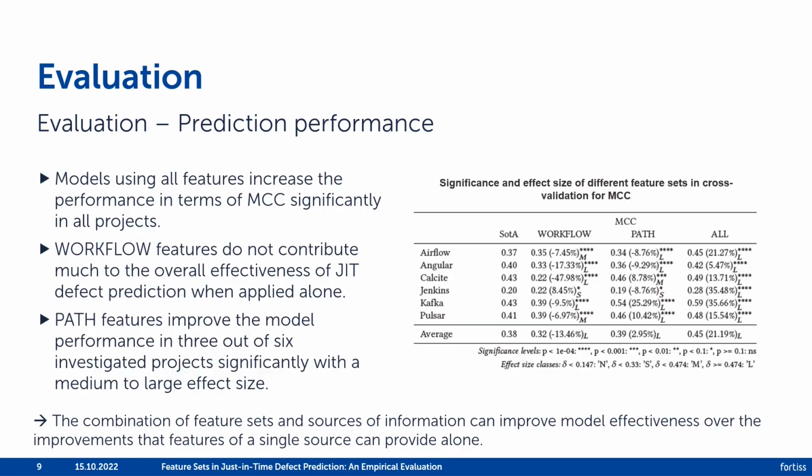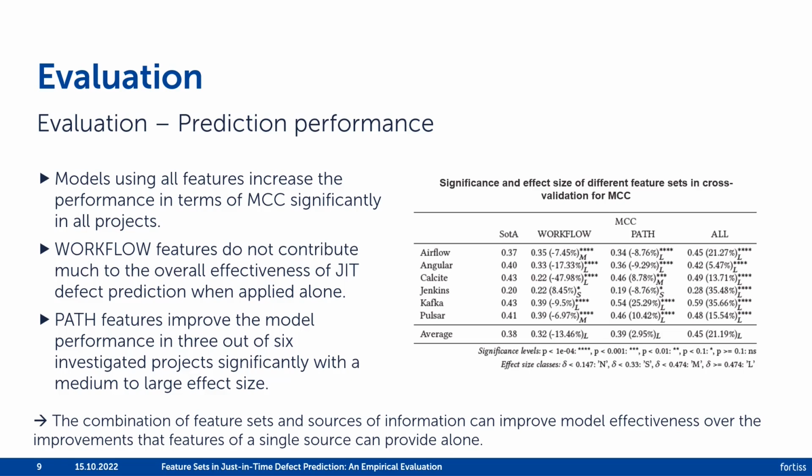We also investigated whether the differences in performance between state-of-the-art features and the other feature sets are statistically significant. Therefore, we use the Wilcoxon signed-rank test, and we compare the feature sets against the state-of-the-art validation. And here in the picture on the right, you can see this for the cross-validation. Additionally, we employed Cliff's delta to measure the effect size of the difference between the feature sets. As I said, on the right here, you can see it for the cross-validation and the MCC.